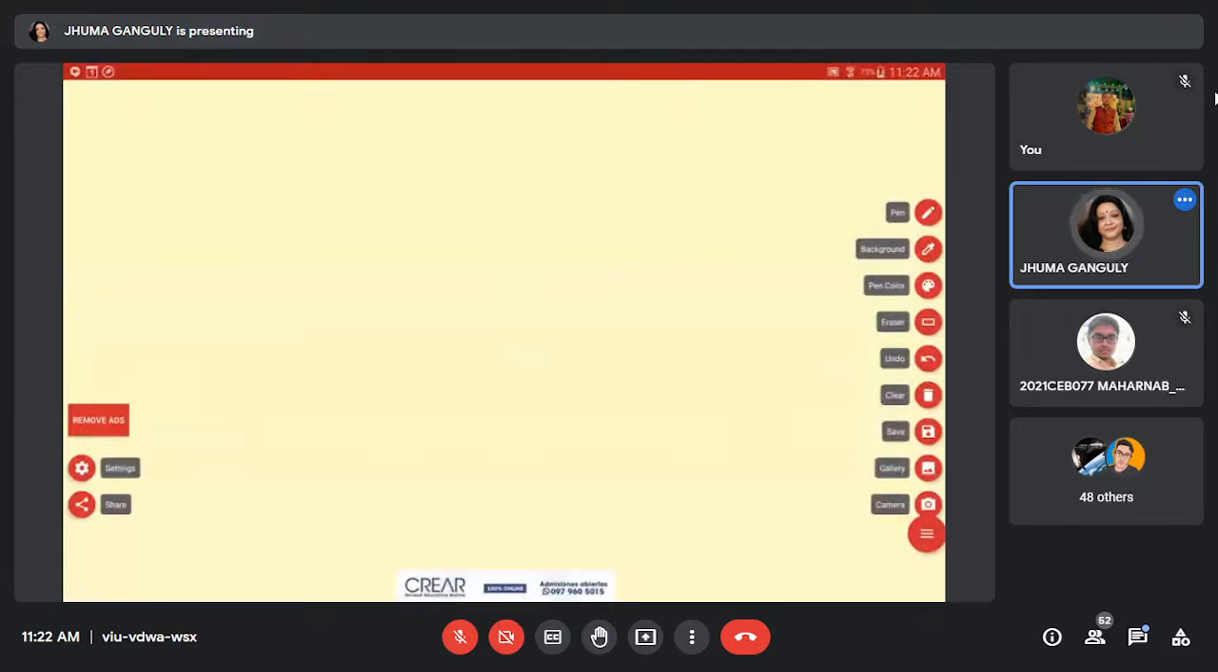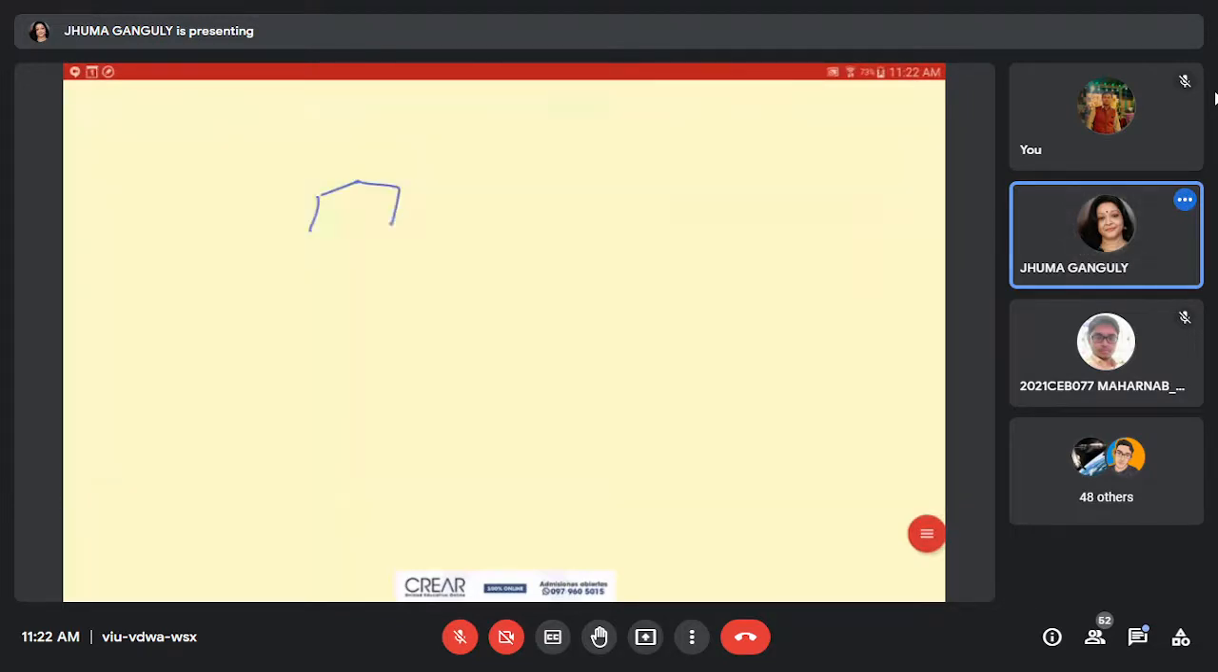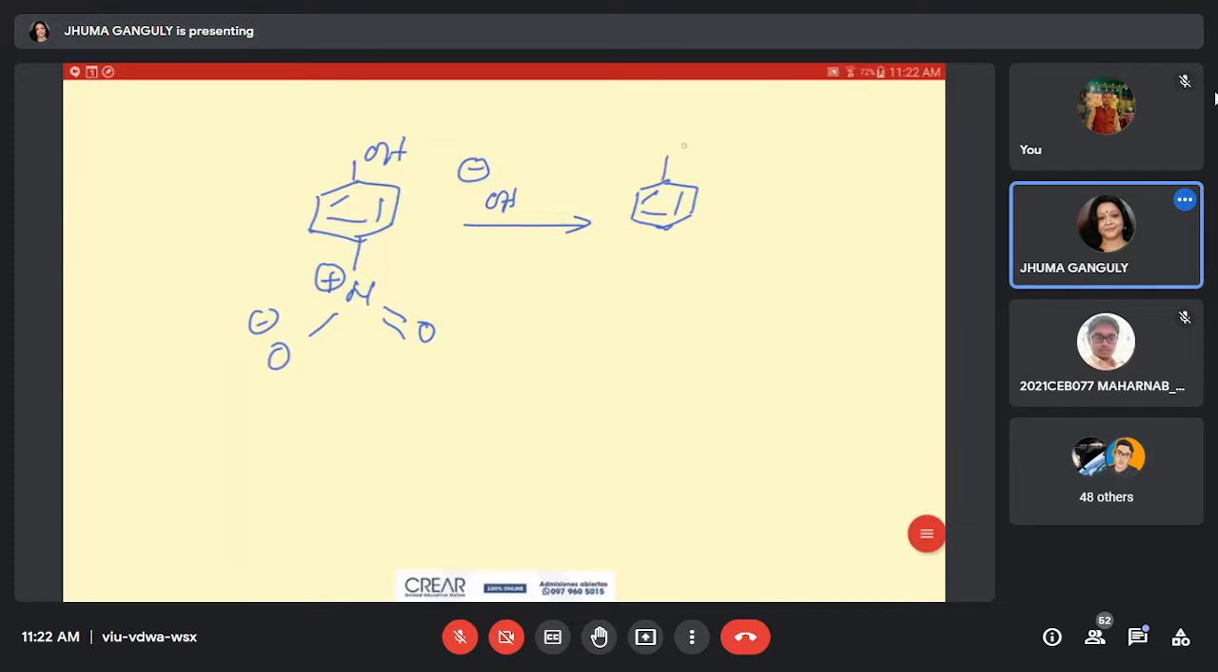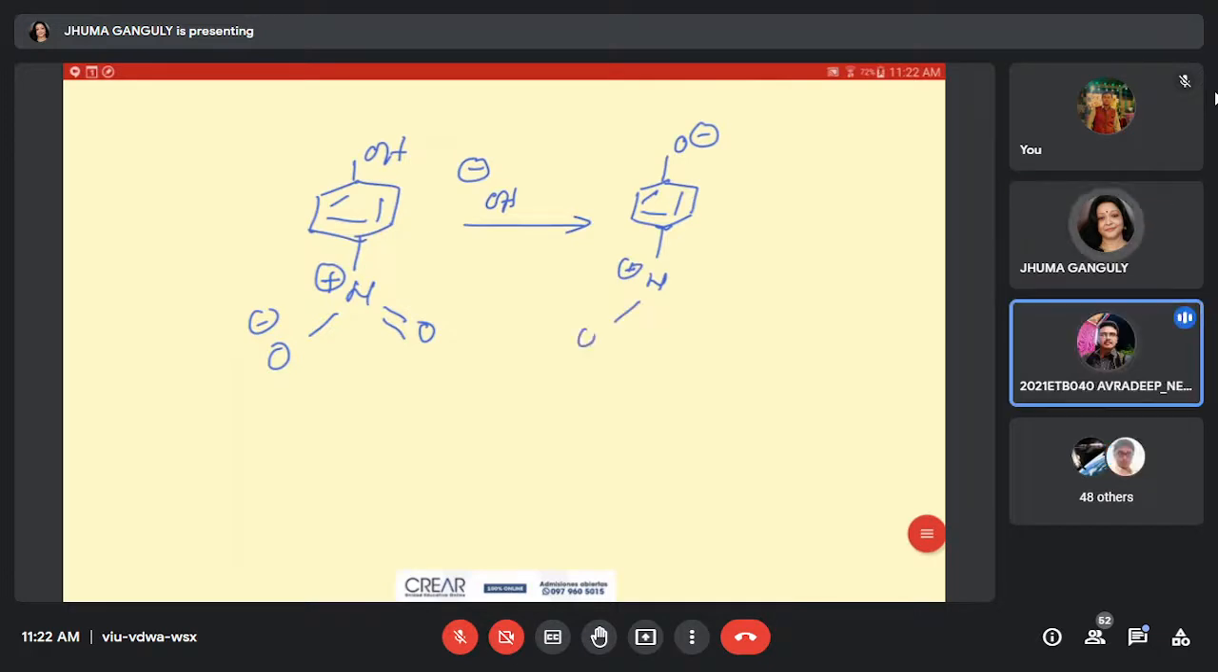Now another part, you have paranitrophenol. One question from UG. Now tell me, in alkaline condition, what will happen? Red shift or blue shift? Which one will you see? Red shift. Yes. Good. Red shift.